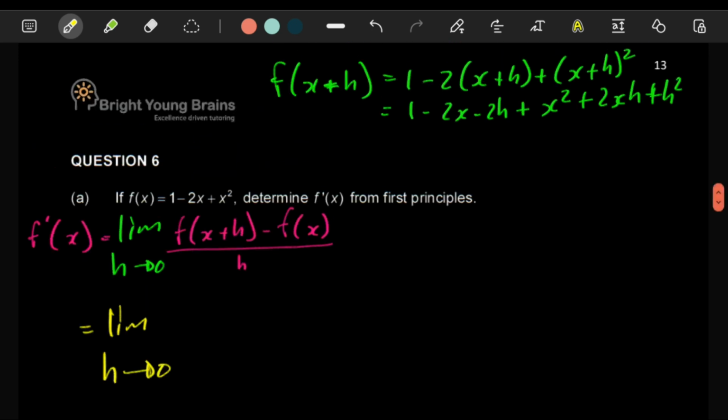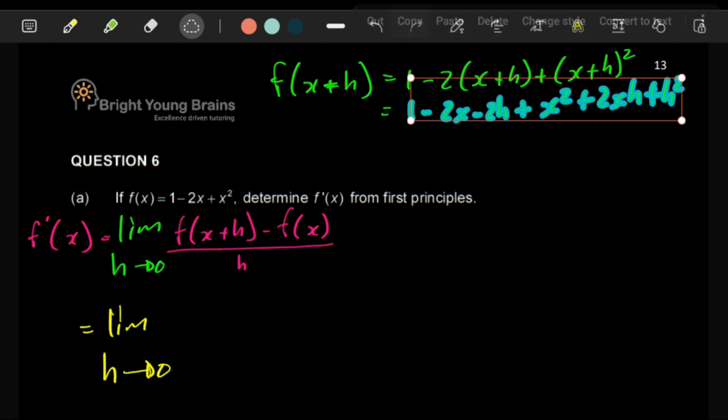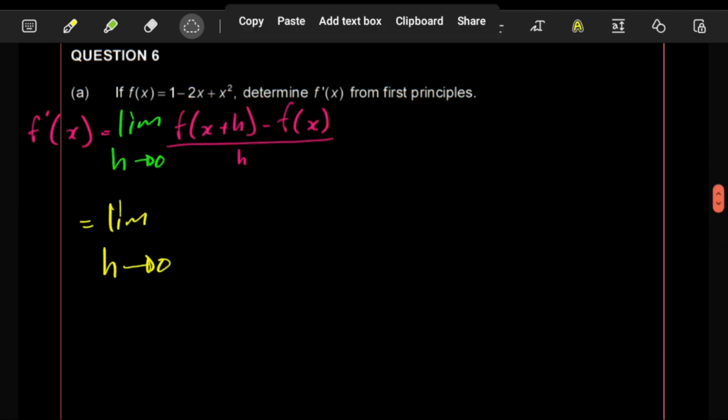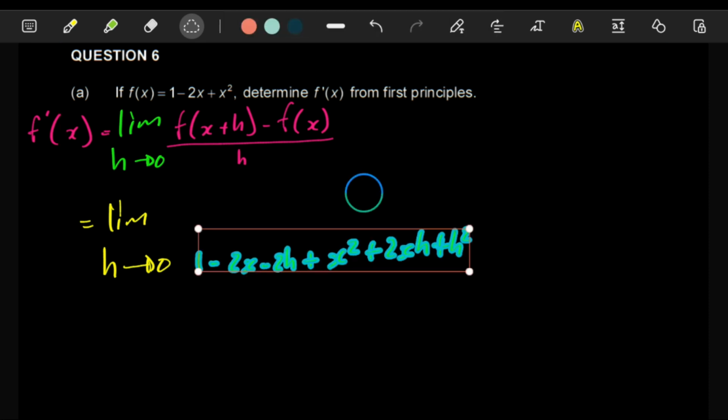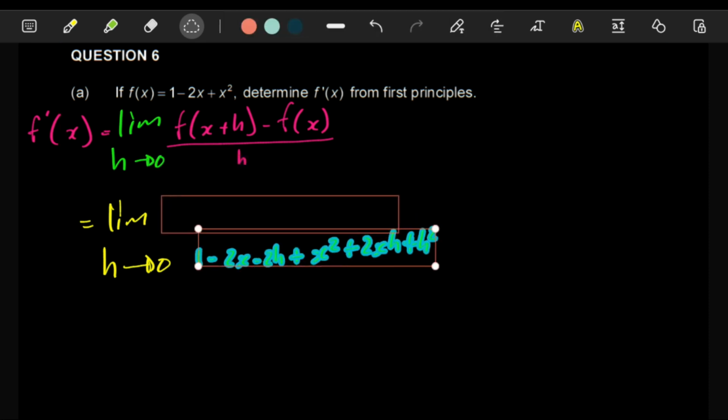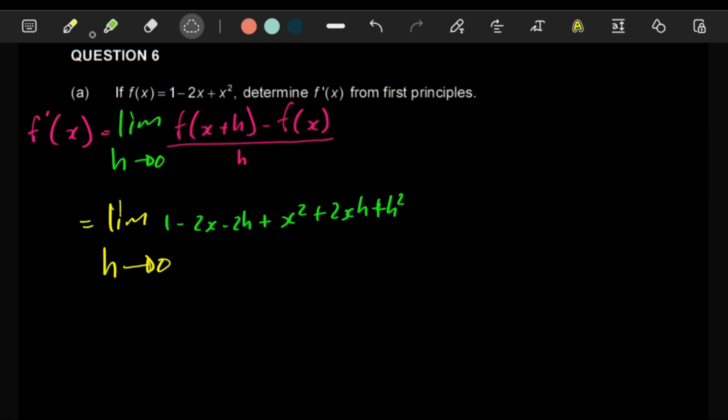Here we worked this out already, and the beauty of the tablet is that I can just copy and paste things here. So subtracting f, the signs just need to change here, or just use brackets. So subtracting f here, we're going to have a -1 there, a plus 2x there, and a -x squared there. Don't forget to do that, otherwise you will cry.